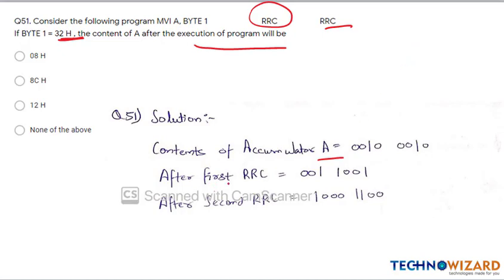After the first RRC 0001 1001 and after the second RRC 1000 1100. This is how you can calculate the answer. Therefore, what will be the answer here? 8CH. Therefore, option B is the correct answer.